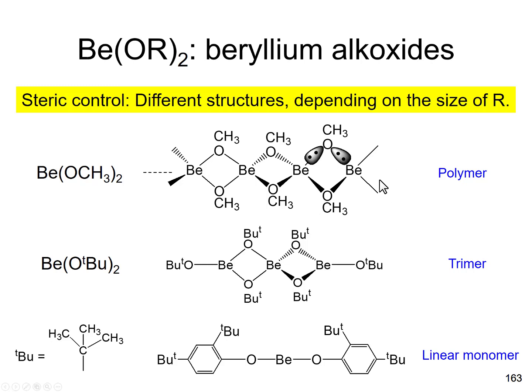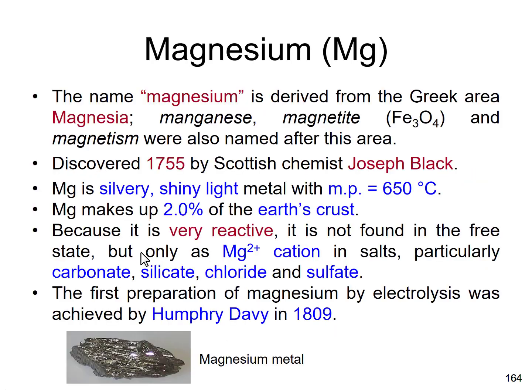favorable. Now, if you make the alkoxide even bigger, and in this case you have a phenoxide containing 2 additional tertiary butyl substituents, then you can actually form a linear monomeric compound containing only 1 beryllium center. So again, you can have a steric control, and by increasing the size of the ligand, you can obtain very different structures. Now let's look at the chemistry of magnesium.